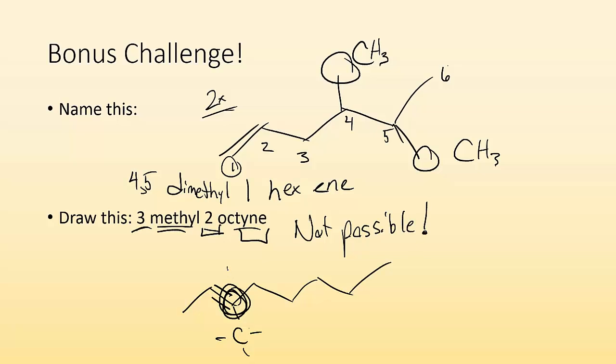Why? Because this carbon right here is making a triple bond and it's bonding with another carbon, and then it goes on and on for the chain, and it's saying there's a methyl group on that. That has 5 bonds. That's not possible.